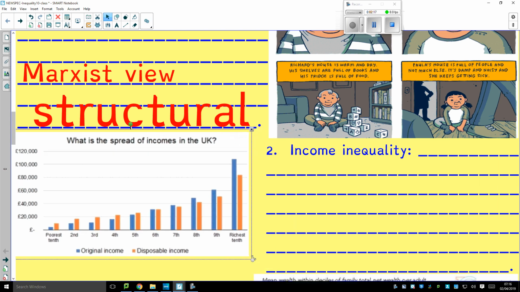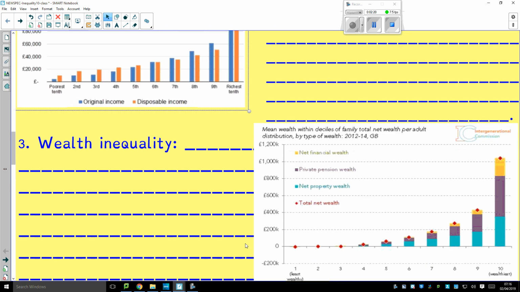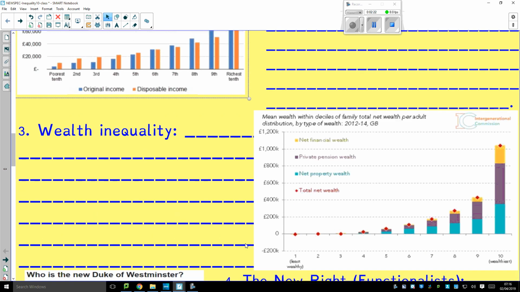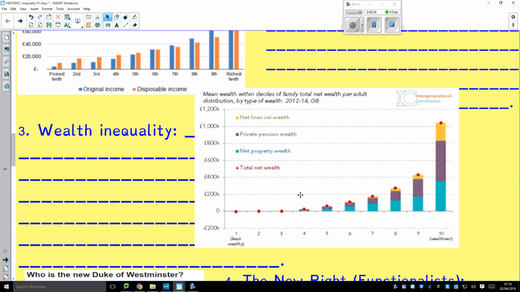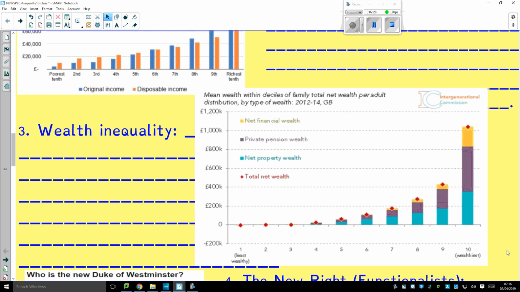However, it's not the only way of measuring this. Probably a better way is to look at wealth inequality. Wealth is the value of the things you own, not the money you've got coming in. So if you're a millionaire who owns a property, you haven't got a job, you haven't got any income, but you have lots of wealth because you own things. And you can see here again, if you look at the bottom 30%, their wealth is essentially zero. This 10% of people, almost nothing.